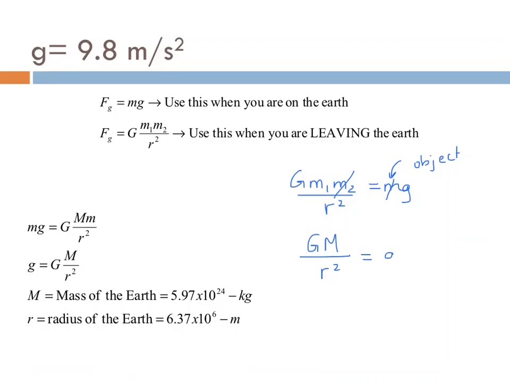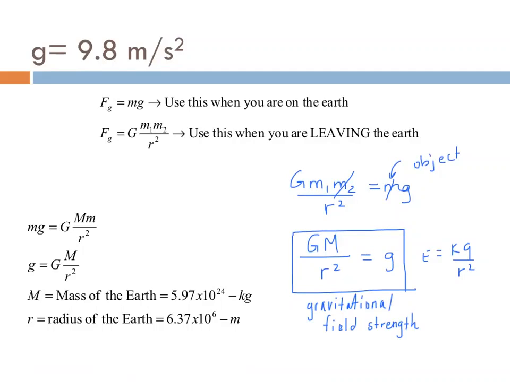Now this equation gives you the gravitational field strength at a certain point. Again, you can see this is very similar to our electric field strength, kq over r squared, where it's just dependent on a charge. Well, here we're dependent on that giant mass, in this case the Earth. Again, this equation tells you the gravitational field strength.